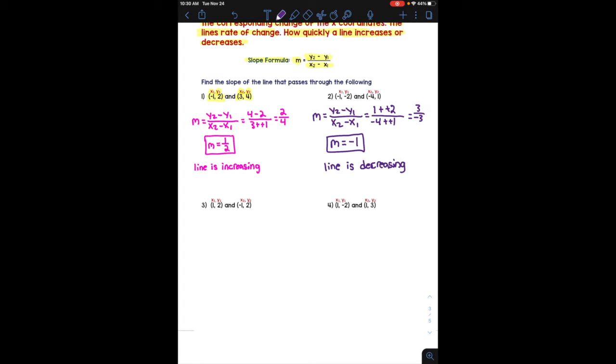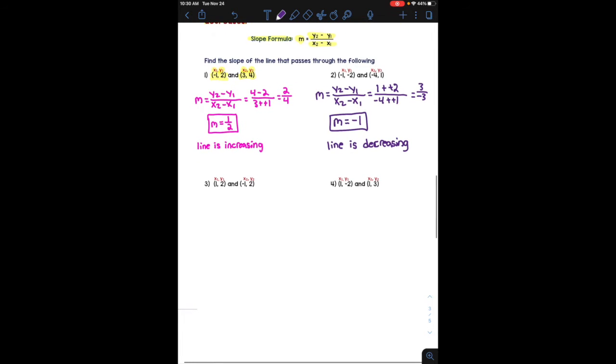The next 2 problems, we're going to do the same work. However, we're going to get 2 different types of slope. So the first problem, slope was positive, so the line is increasing. The second problem, our slope was a negative number, so we know our line is decreasing. Let's take a look at problem number 3. We're going to plug into our formula, m equals y2 minus y1 divided by x2 minus x1.